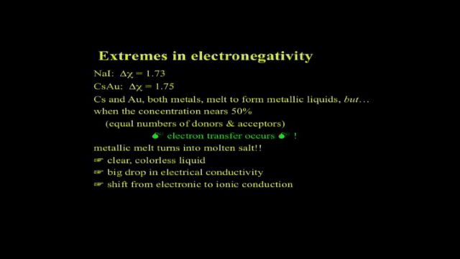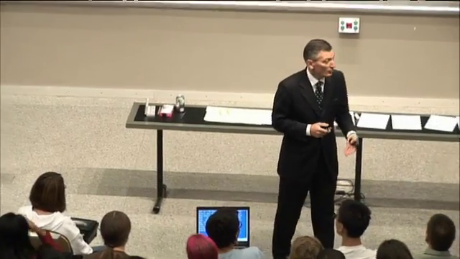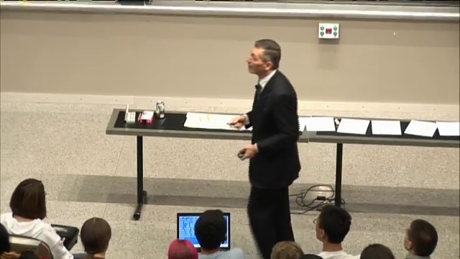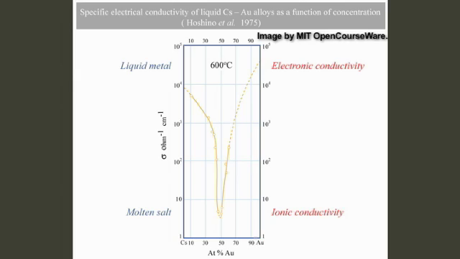Metals have electronic conductivity. Ions, what do ionic liquids have? They have ionic conductivity. Here's some data from the literature. This is the log of the conductivity as a function of concentration. So here's pure cesium over here. Here's pure gold over here. This is 600 degrees C. So the line stops here because gold melts at about 1060. So gold is a solid beyond this alloy concentration.